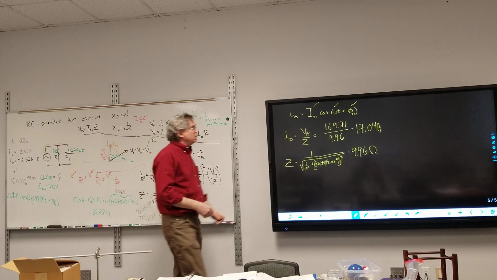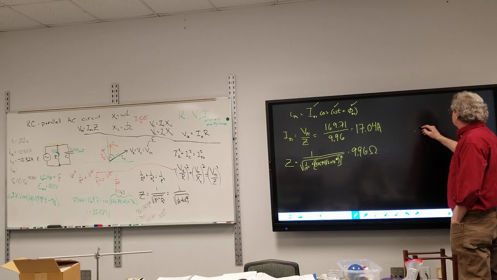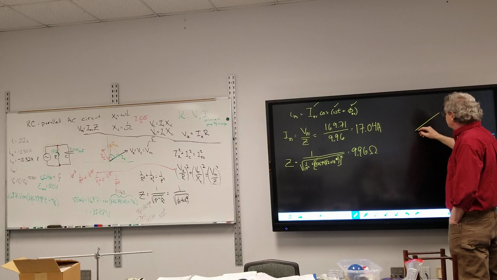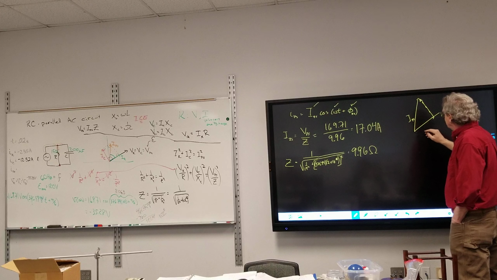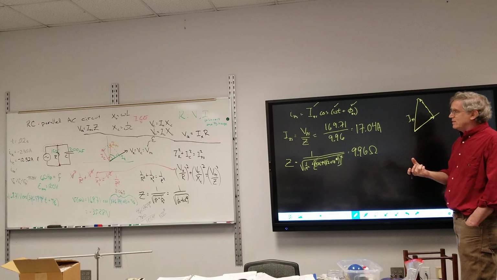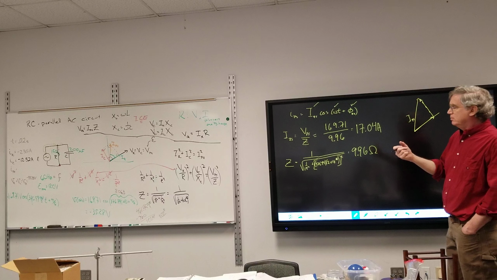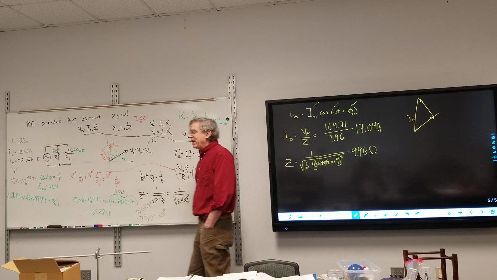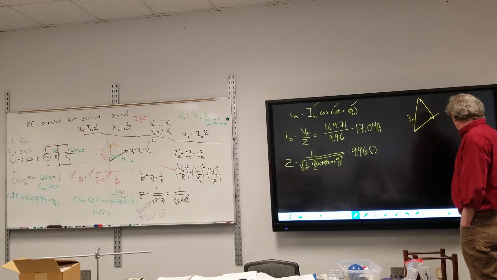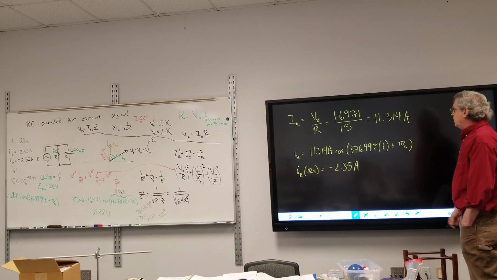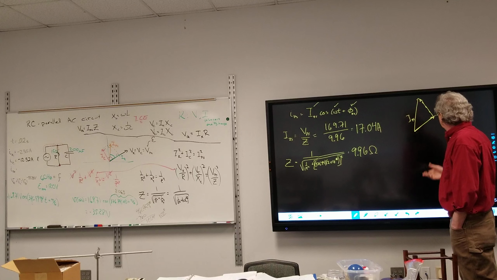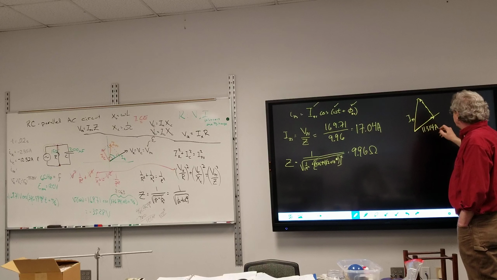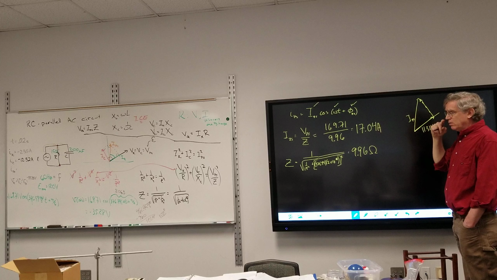So I'm going to take a space over here. This is I sub S. The length represents the magnitude of the current. This I sub R is the amplitude of the current going through the resistor, which we already calculated two screens earlier: 11.314 amperes. And this represents the amplitude of the current across the capacitor.